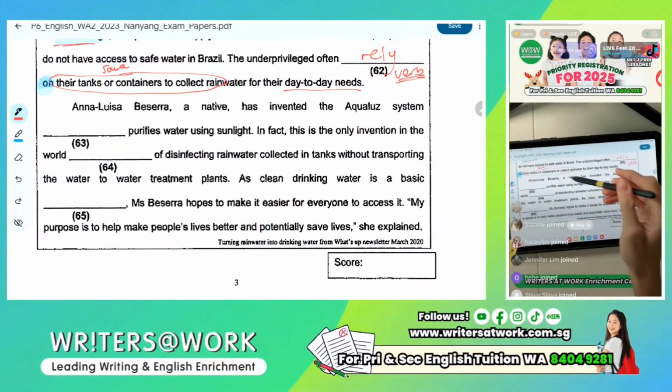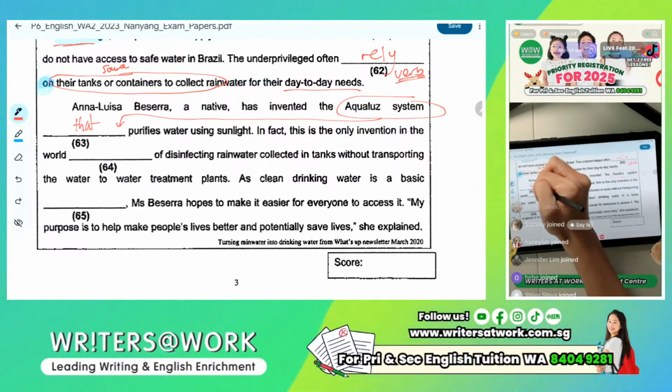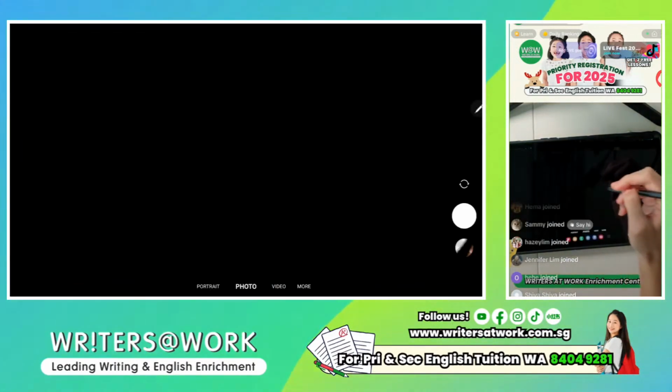Okay, and now we have this lady who invented this system that purifies water using sunlight. So when we look at a non-human thing and we need to replace it with a pronoun, it will be that, or you can say which purifies the thing using sunlight. All right, and it's the only invention in the world that can do this disinfect rainwater collected.